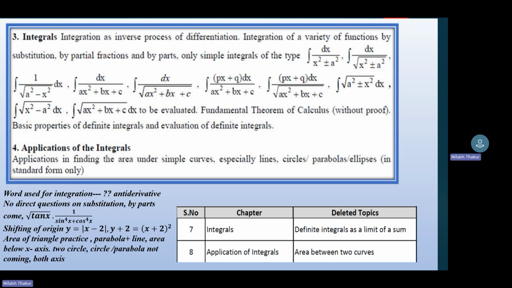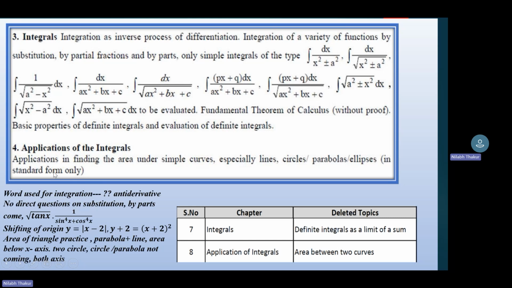Parabola plus line, area below the x-axis, two circles. Circle and parabola will not be asked. So any question in application of the integral, chapter number 8, area under simple curves. Here you can see that it is especially line, circle, parabola, ellipse in standard form.